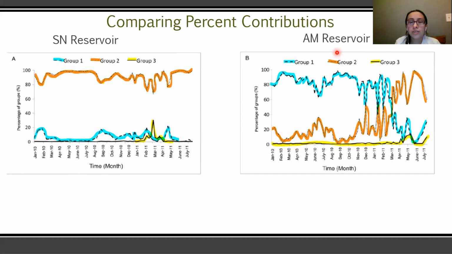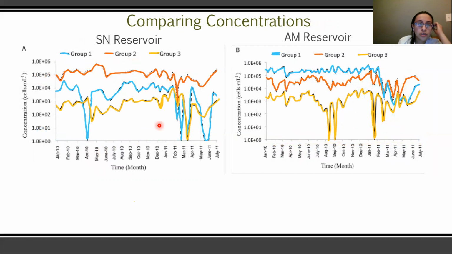Compared to that, in the AM reservoir, there was a difference. Group 1 showed a higher percentage, while group 2 showed a lower percentage, but group 3 was the same because there was a decreased amount during all 3 seasons, except in May 2011. When they compared the concentrations of cells, again, in the SN reservoir, group 2 was the most abundant in the concentration of cells, while group 1 was less abundant. And in the AM reservoir, group 1 was the most abundant and group 2 was the least abundant. This can be seen with the time on the x-axis and the concentration of cells on the y-axis. Group 3 for both reservoirs showed a lower concentration of cells.